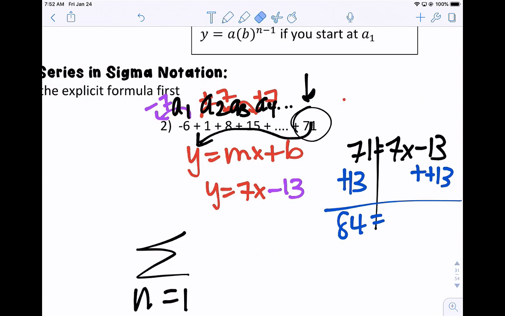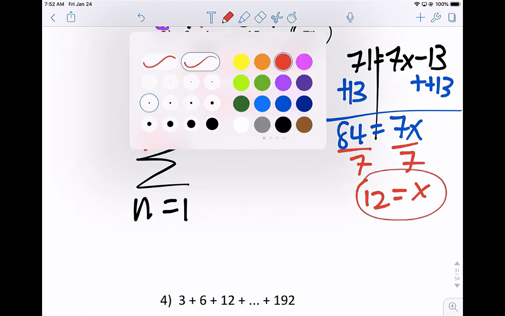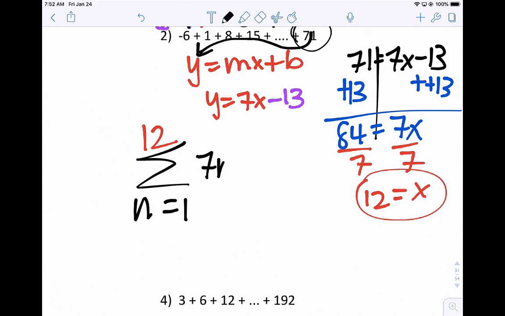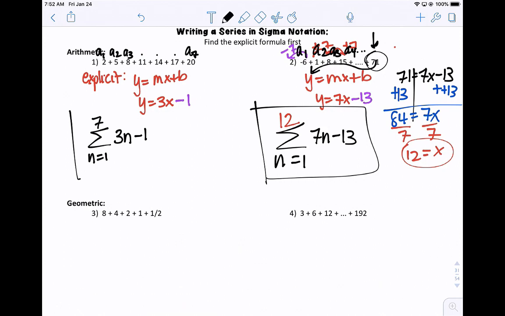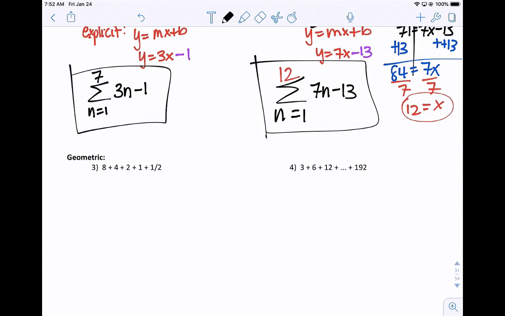Sorry, that's messy. We'll divide each side by 7. Okay, so x, or n, is 12. This is the 12th term. So let's add up all 12 terms using this rule, 7n minus 13. There's the explicit equation.